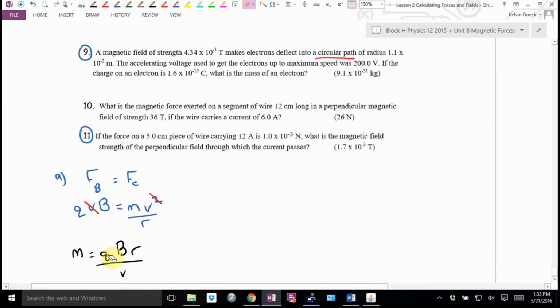Do I know Q? It's an electron. 1.6 times 10 to the negative 19. Do I know B? Teslas. Do I know R? Yep. Do I know how fast this is traveling? No. What else have they told me in this question?